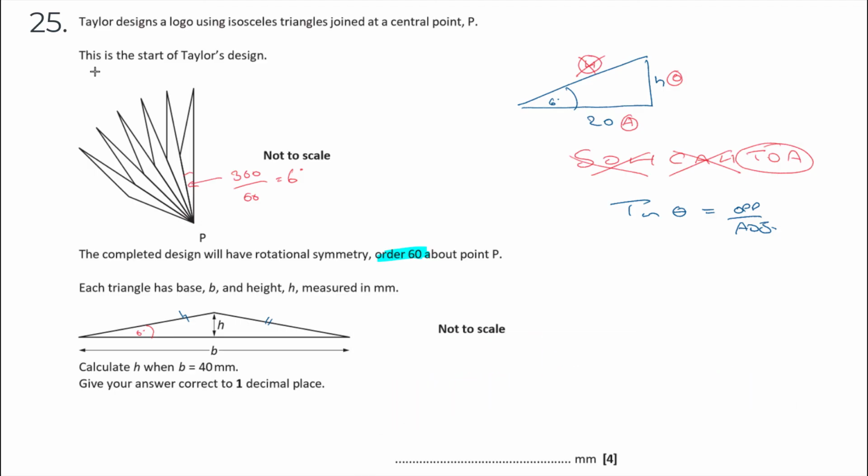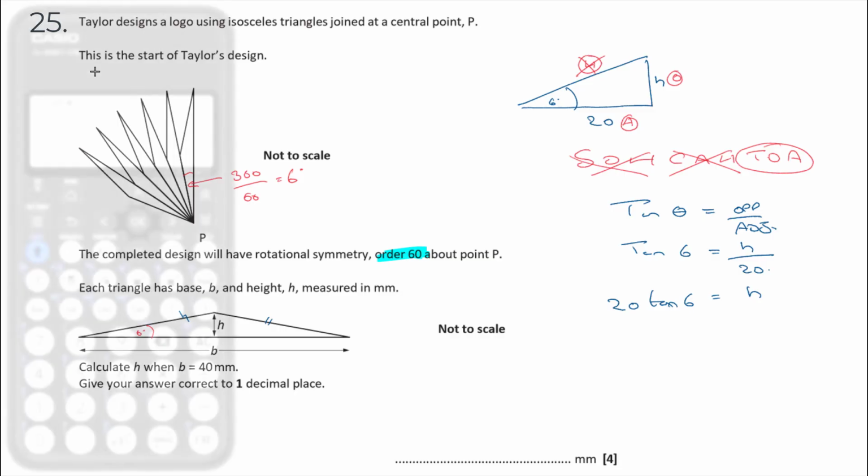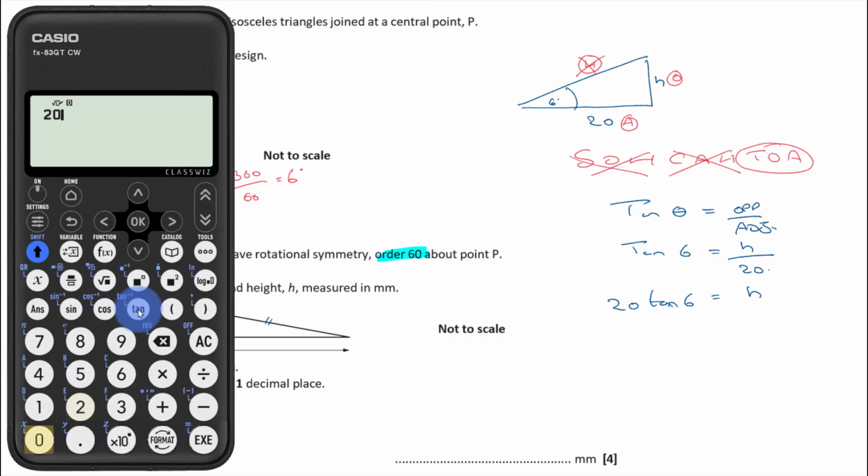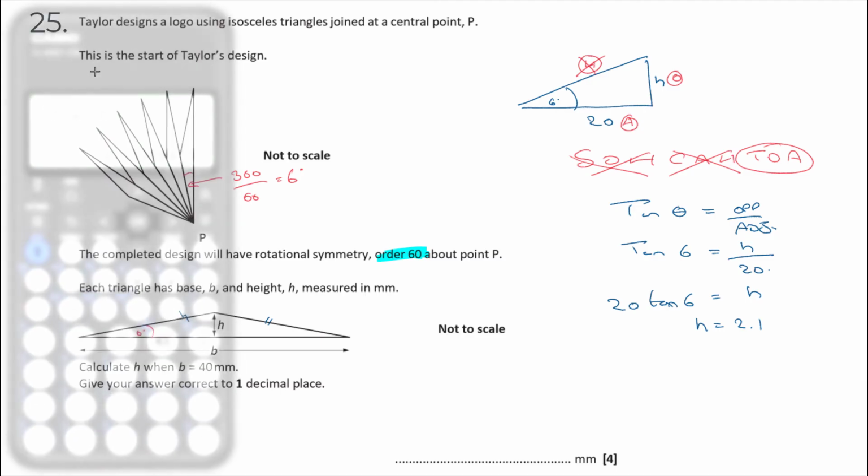Okay, and we worked out that the angle is 6 degrees. So tan 6 is equal to the opposite, which is H, the thing we're trying to find, divided by the adjacent, which is 20. So then the height is going to be 20 tan 6. Okay, and what's 20 tan 6? That comes out to be 2.1-ish. So that's 2.1 to the nearest decimal place. So that's my answer then, 2.1.